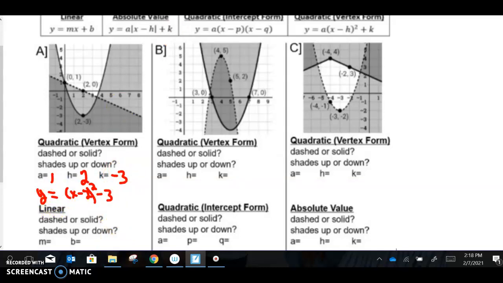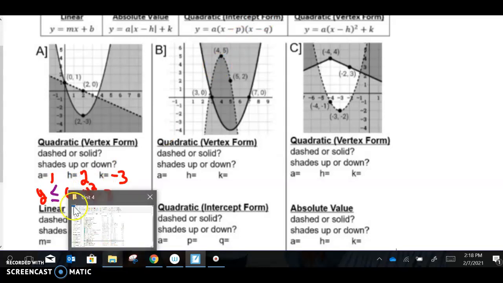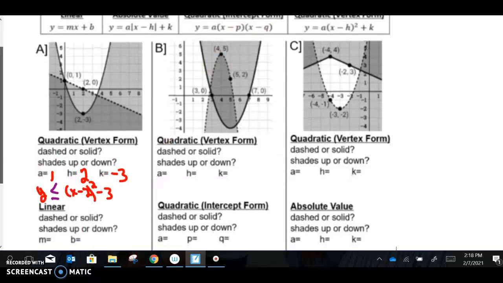It's not supposed to be equal to. It's either less than or equal to or greater than or equal to because it is a solid line. Look at where I'm shaded. Am I shaded underneath the parabola or did I shade above the parabola? Okay, you can clearly see that it's underneath. So there's nothing even shaded up here. So it is less than or equal to. Okay, that's how we figure out the quadratic.